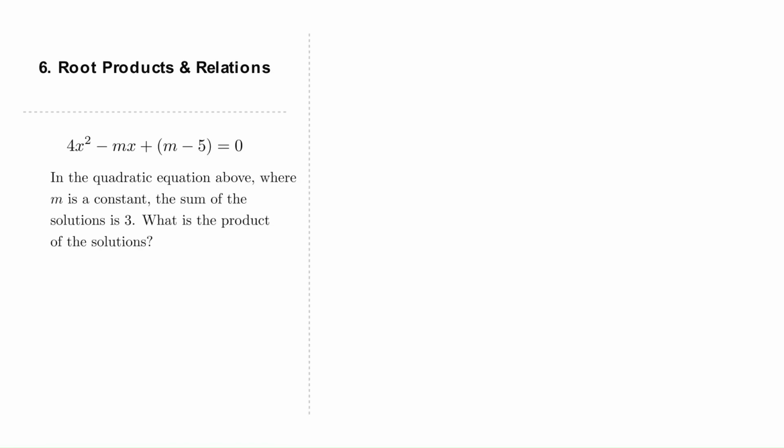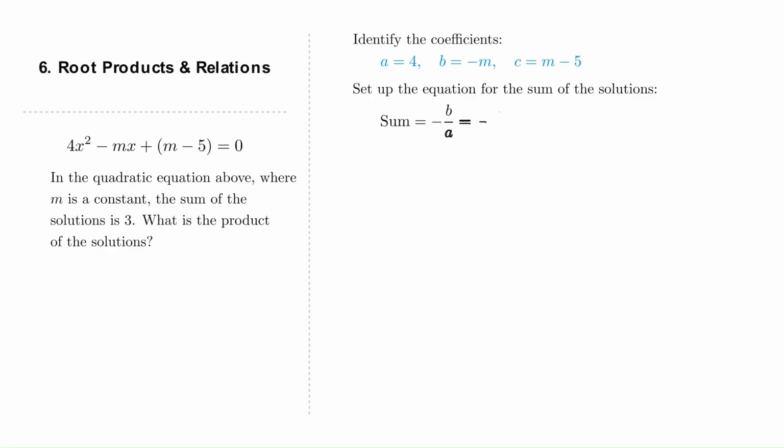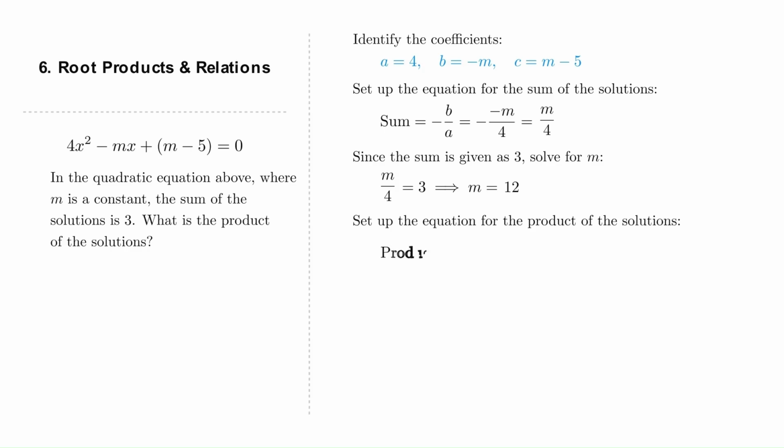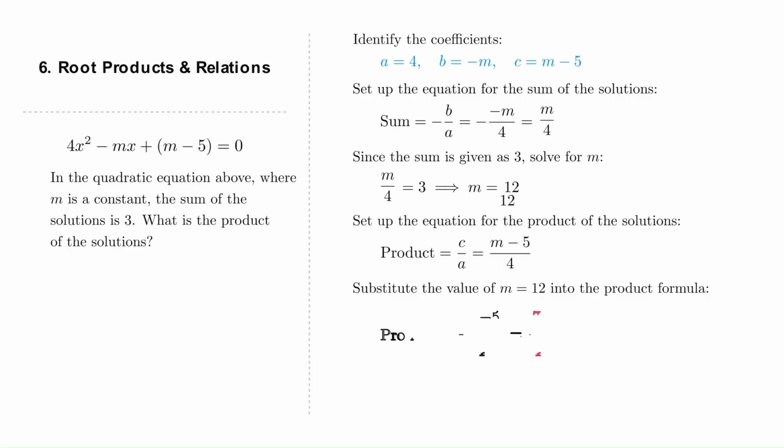Another common SAT example requires using both Vieta's formulas for the sum of the roots and the product of the roots. In this problem, it is given that the sum of the roots is 3 and we are asked to find the product. Start by identifying the coefficients of the quadratic equation. Based on Vieta's formula, the sum of the roots is m over 4. Since the sum is 3, we can solve for m and get m equals 12. Now, using the product of the roots formula and replacing m with 12, we find that the correct answer for the product of the roots is 7 over 4 or 1.75.